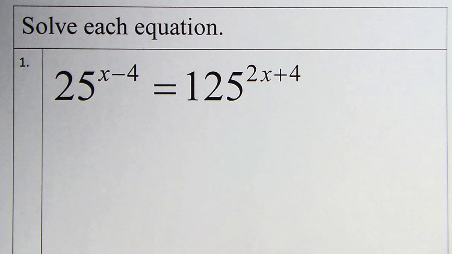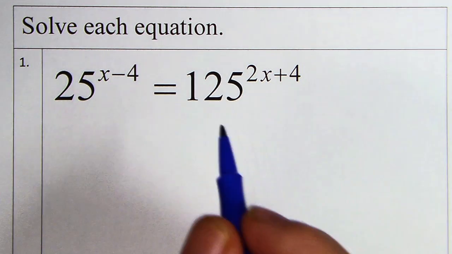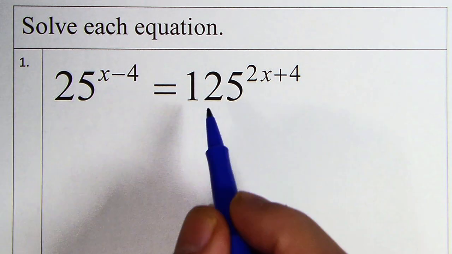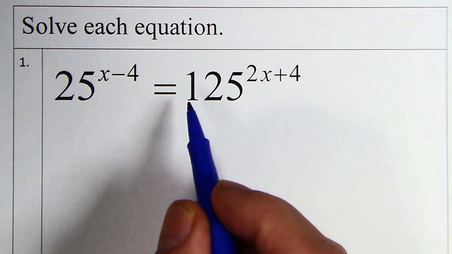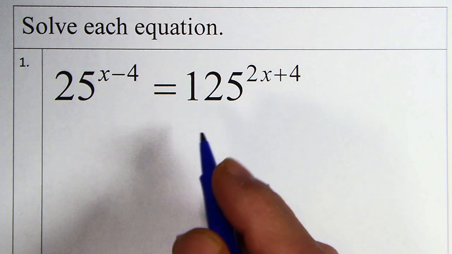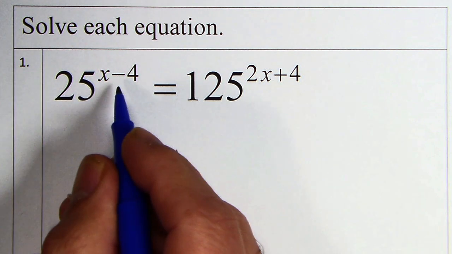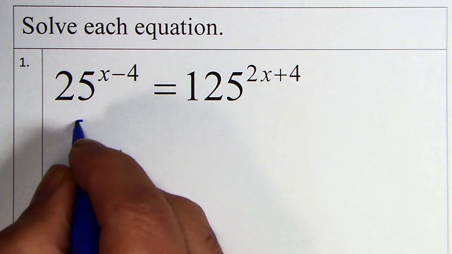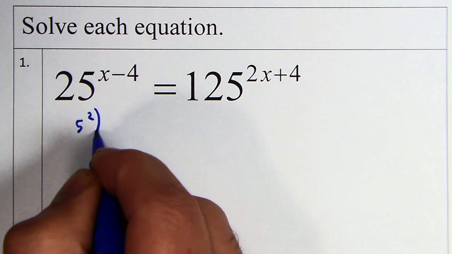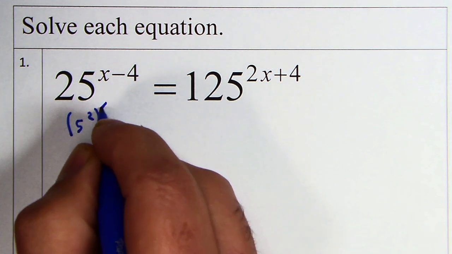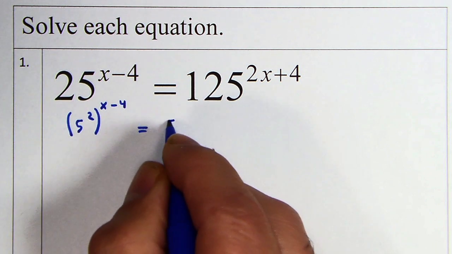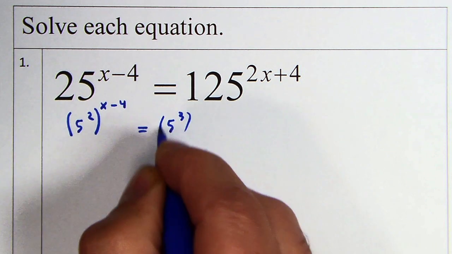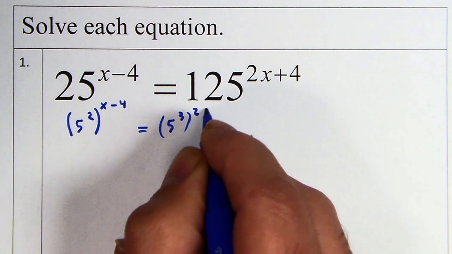Here's a problem about exponential equations to solve. Notice that right here we have 25 and 125 that we need to form to the same base. So 25 to the power x minus 4 will be 5 to the second power to the power x minus 4, and 125 is 5 to the third to the power 2x plus 4.